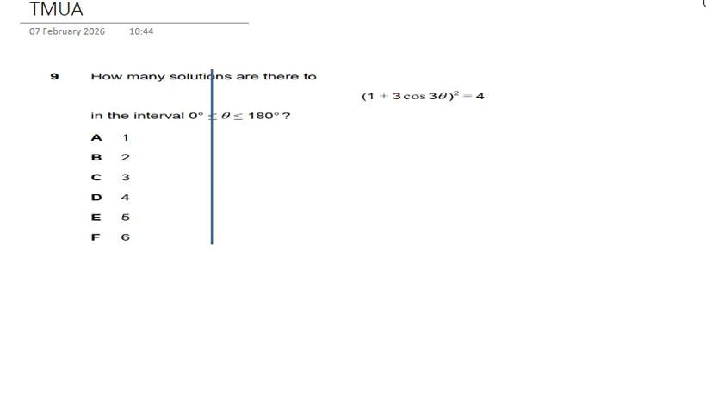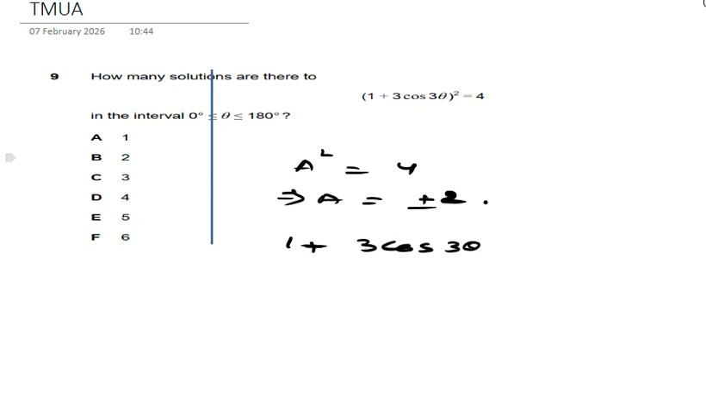The question is, how many solutions are there to (1 + 3 cos 3θ)² = 4 in the interval 0° ≤ θ ≤ 180°? Now first remove the square. We know a² = 4, so a = ±2. So 1 + 3 cos 3θ = ±2. This gives two separate cases.